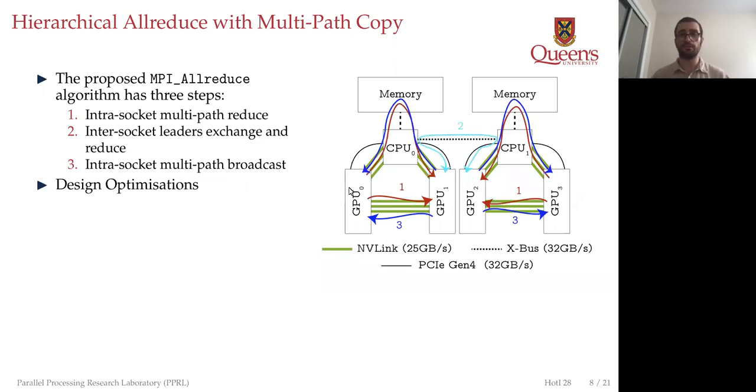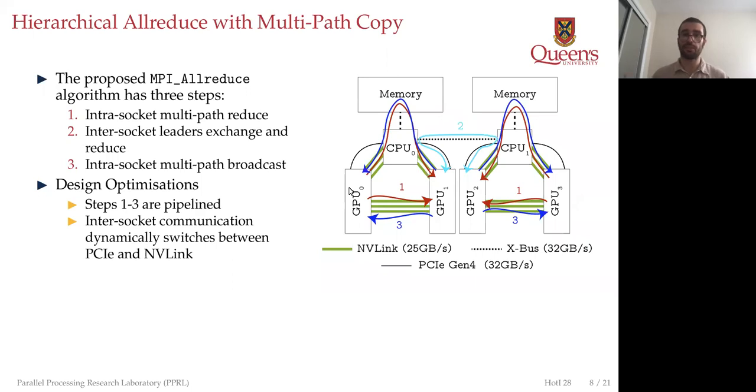So the algorithm itself worked, but we did some additional design optimizations to make it more performant and comparable to other MPI implementations. So we pipelined steps 1, 2, and 3. And the main reason for that was that step 2 was quite slow, and that's because we are limited by the XBus bandwidth. So one thing we did, we switched between NVLink and PCIe when transferring between the sockets, because we can take two paths. We can go PCIe, XBus, and then PCIe back, or NVLink, PCIe, and NVLink back.